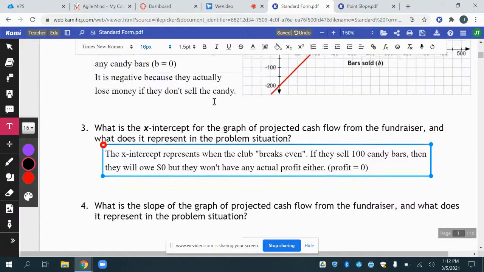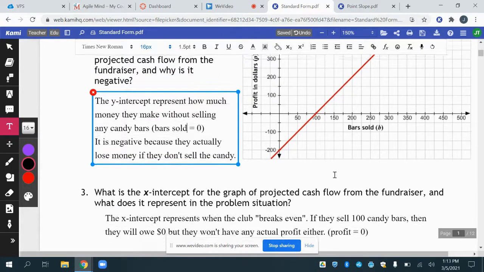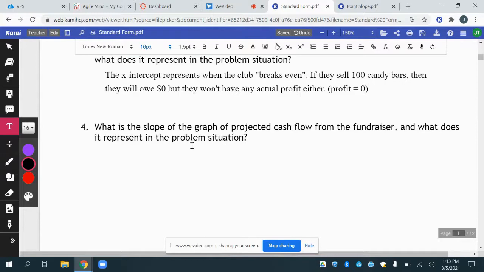I'm going to change this to profit. Sold. Okay. You can see profit in dollars and bars sold. All right. What's the slope of this? Okay, what is the slope of this?